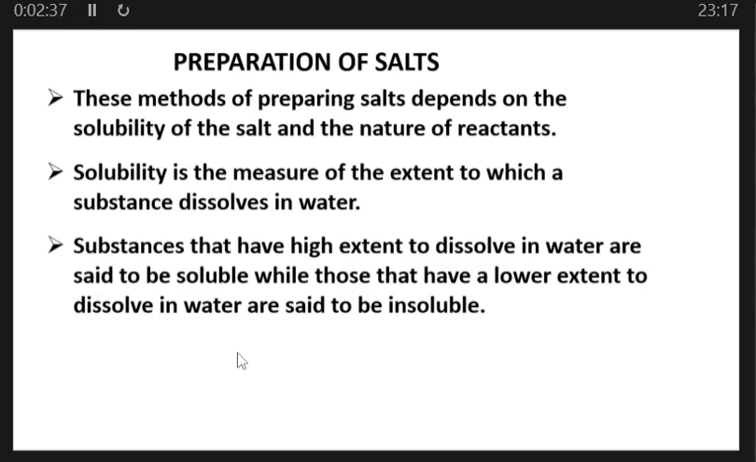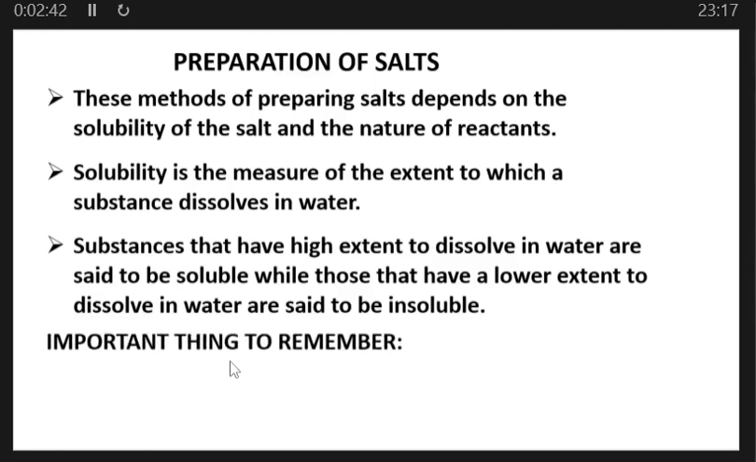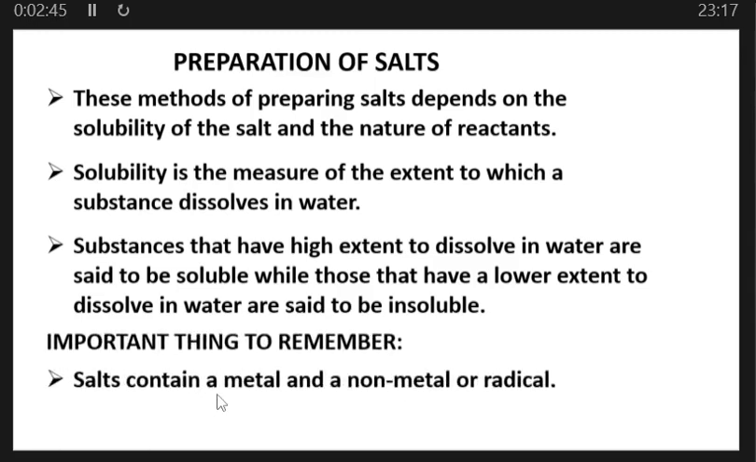All right, so before we go deep into the lesson, something important to remember is that salts contain a metal and a non-metal or radical. So in the formula of a salt, for example, potassium chloride, potassium is a metal, then chloride is a non-metal. If we say potassium sulfate, potassium is a metal while sulfate is a radical. So this is what you should remember. A salt must consist of a metal and a non-metal or a radical.